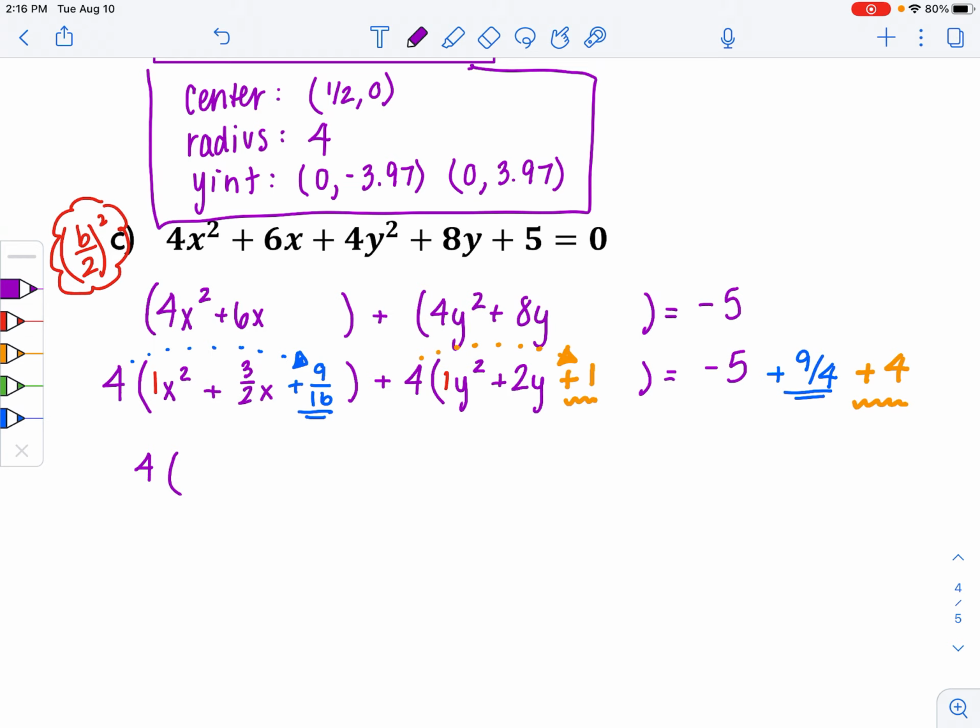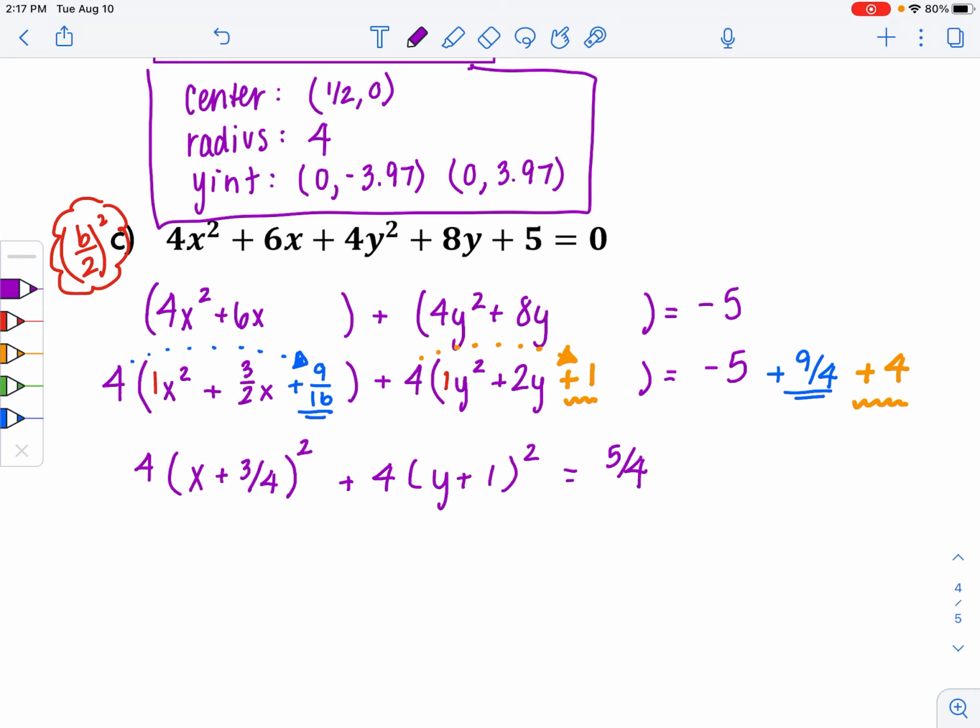Let's make sure I did it correctly, that I can factor that trinomial into something squared. What adds to 3/2 and multiplies to 9 over 16? It's 3/4. This one's nice and easy. What multiplies to 2, adds to 1? Cute. And then if you simplify the right side properly, you'll get 5/4.